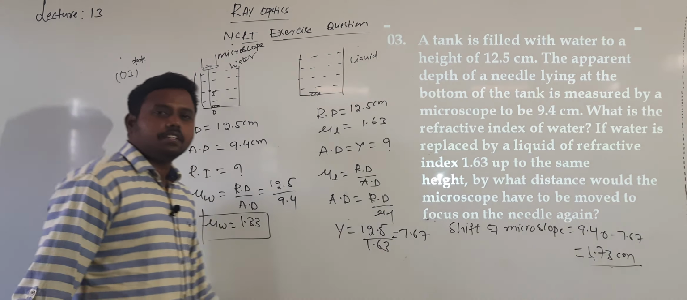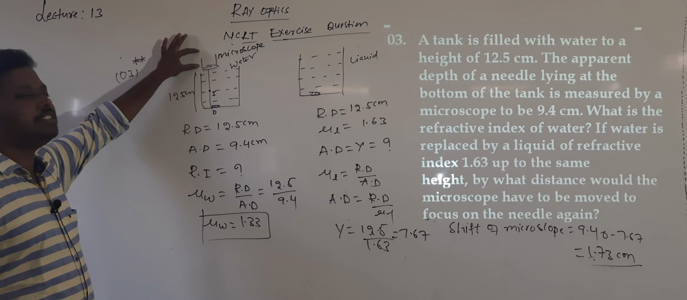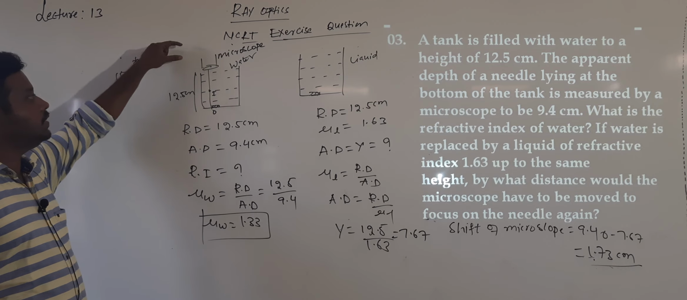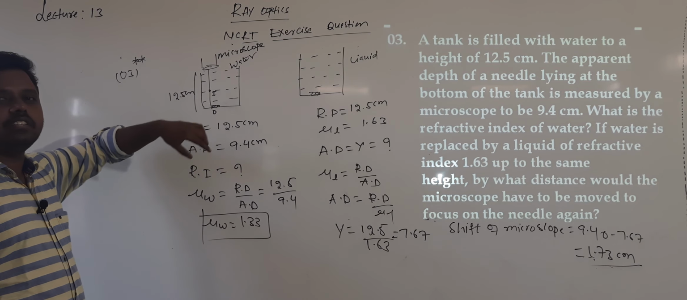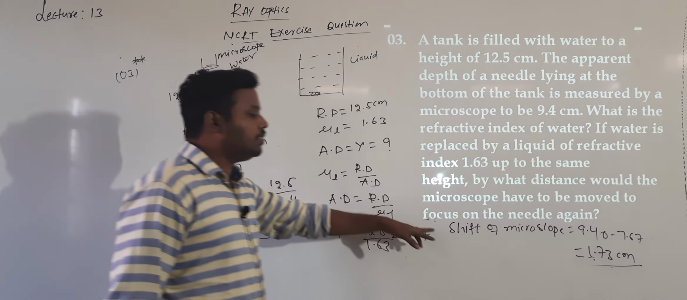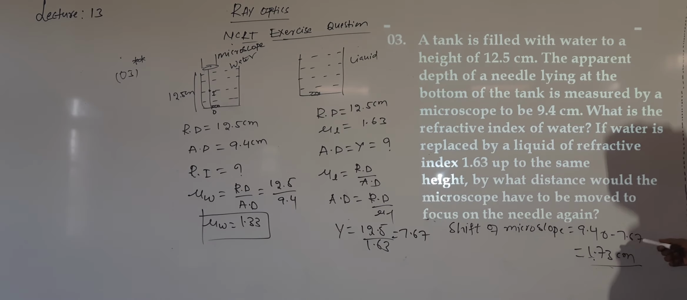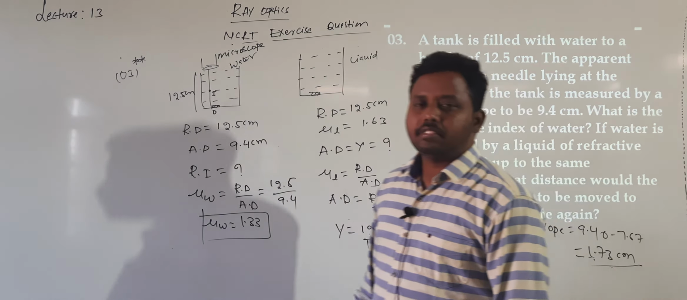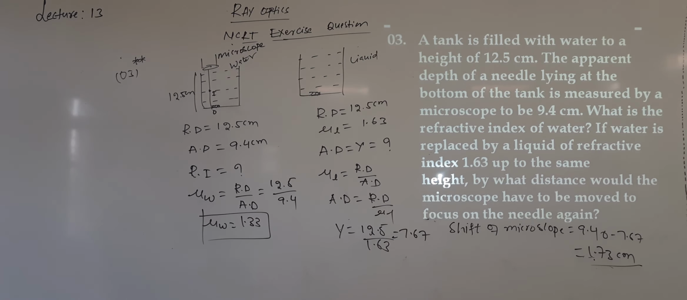What is this 1.73? It is the distance through which the microscope should be shifted, inward or outward. It should be shifted inward. Understood? Only then can you see a clear image. The shift of the microscope is given by 9.4 minus 7.67, which is 1.73. Okay? Question understood? Important model. So this is the third one. Next.